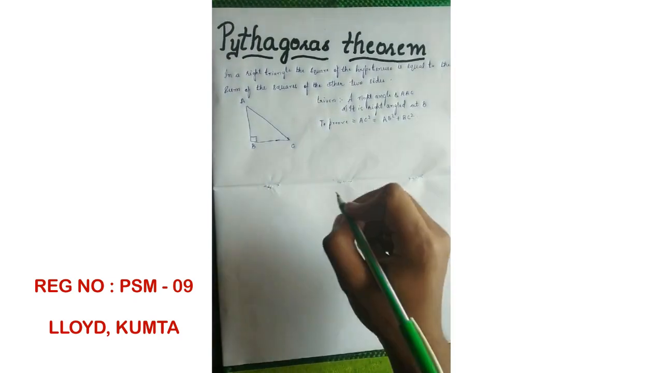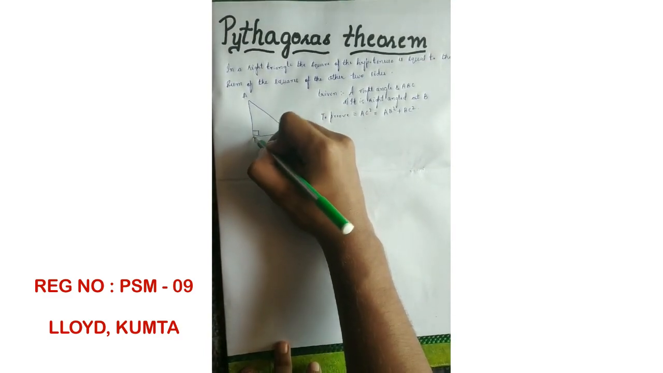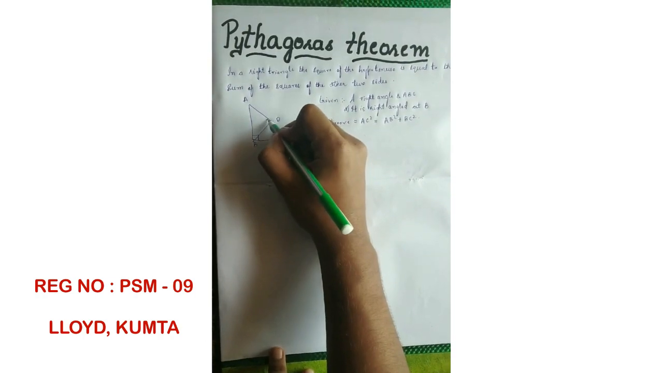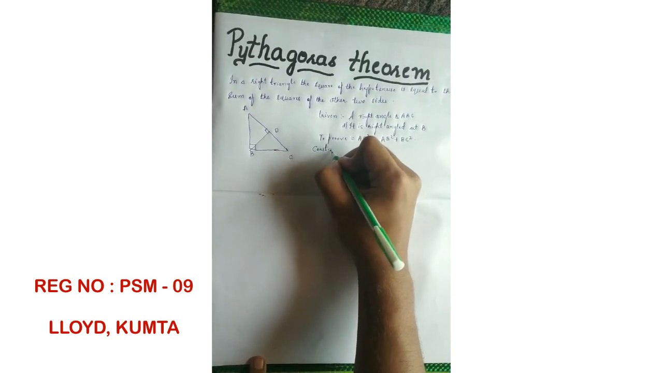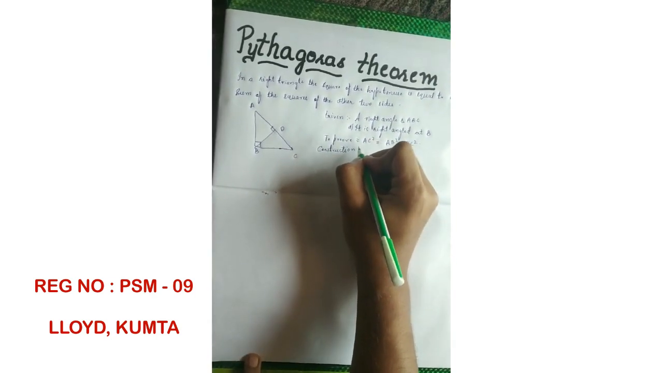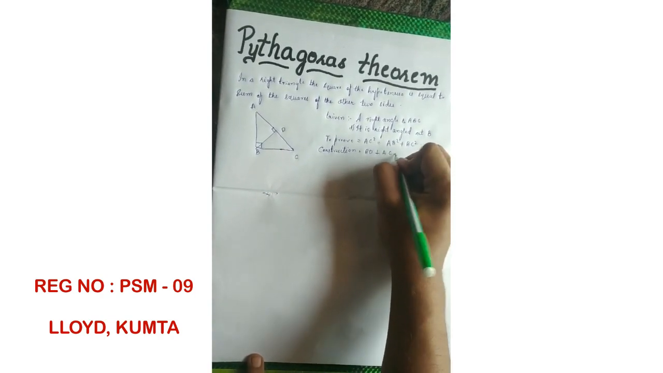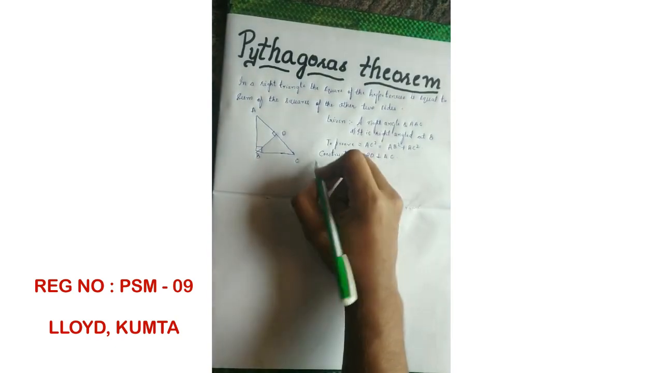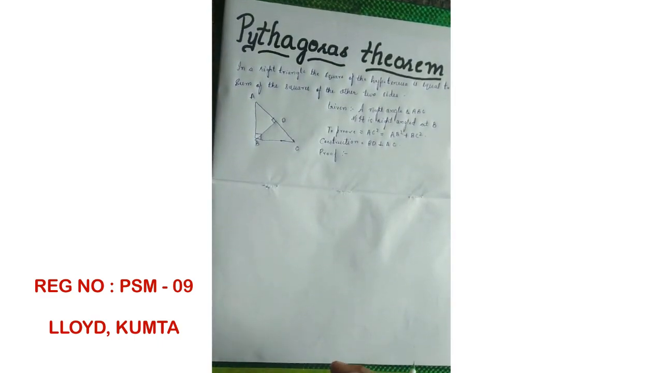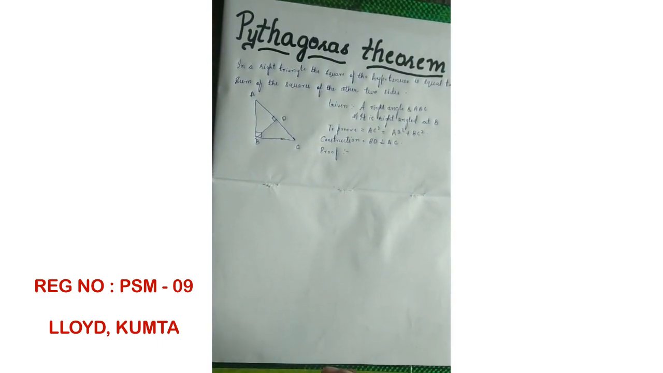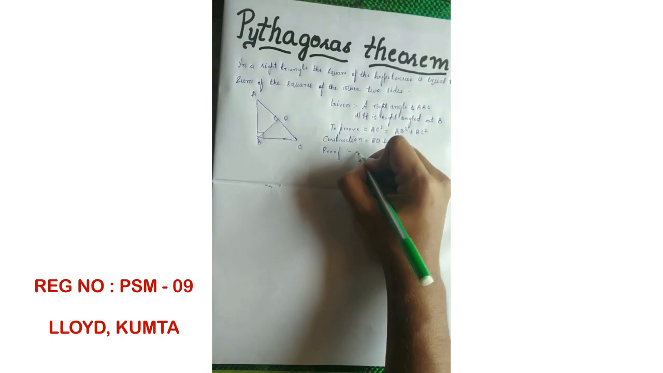Now to prove this, we have to construct a line which is perpendicular to AC. Let me name it as D. So, construction: BD perpendicular to AC. So now here goes our proof. To prove this theorem, we will take two triangles, that is, triangle ADB and triangle ABC.